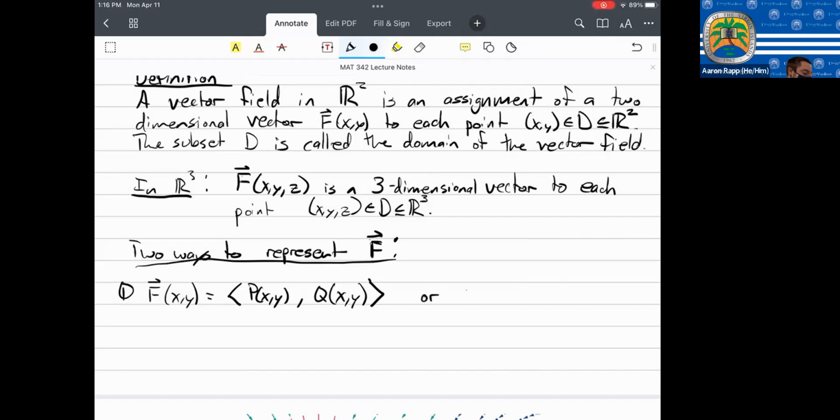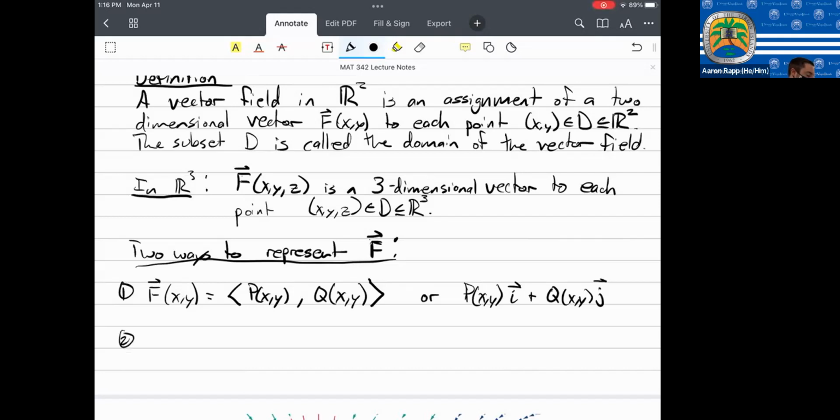Or you can represent it as this function P times that unit vector I, so saying going in the first dimension, plus Q times J.